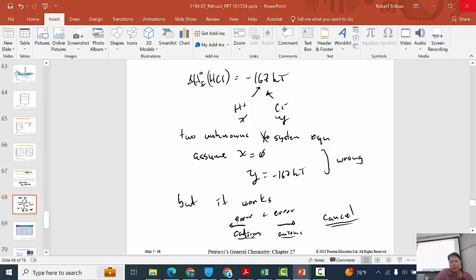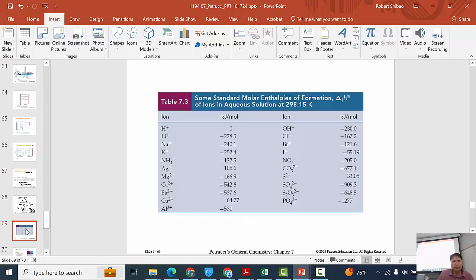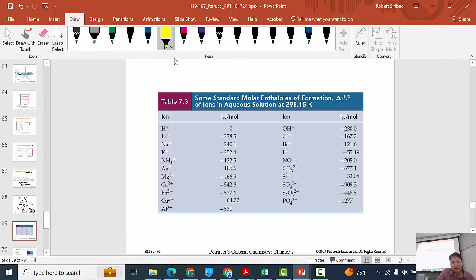And so this works because I need both cation and anion, and so the errors cancel to form both. And so when we take x plus y, we get the correct answer, minus 167 kilojoules. And so when we look at the table here, we'll see that H plus is just arbitrarily defined as zero. That's by definition. It's not true.